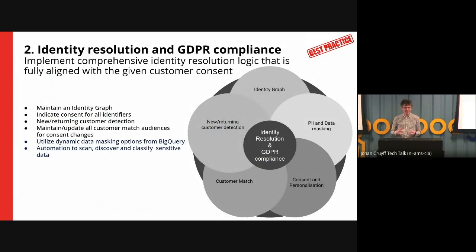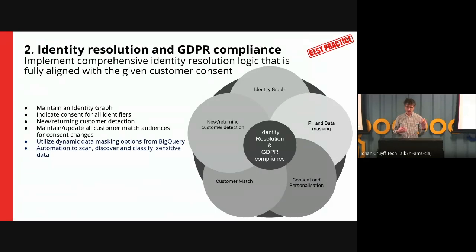Another very important best practice: implement a comprehensive identity resolution logic that is fully aligned with the given consent of the customer. A good way of doing that is to maintain an identity graph. Store the relationships between identifiers. In most environments, there are multiple identifiers depending on the source system, and an identity graph can be a very handy way of formalizing and implementing that.